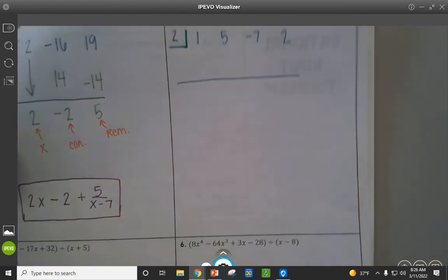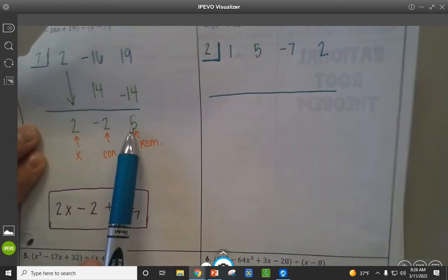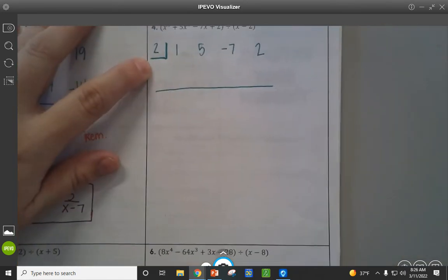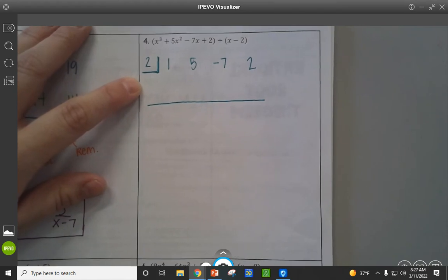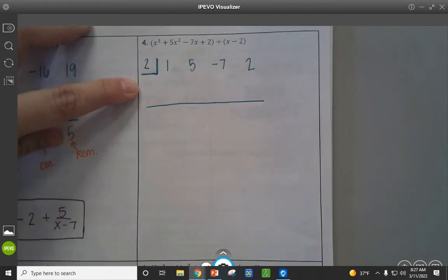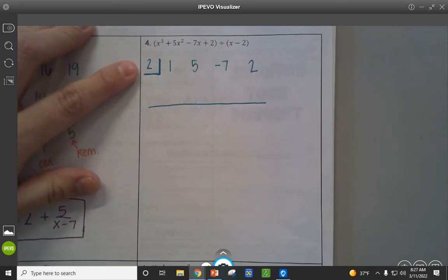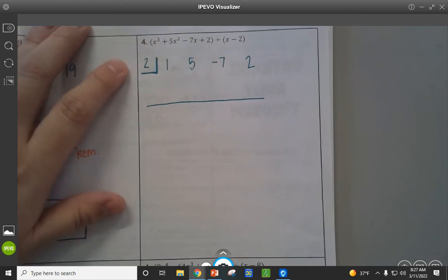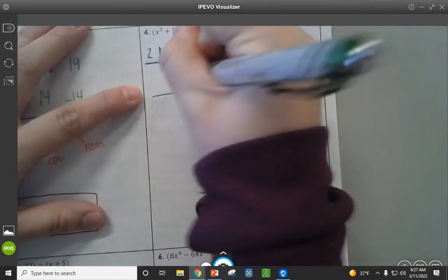Back on number 3, was 7 an x-intercept? No, because my remainder was not 0. So number 4, I'm dividing. The problem is dividing, and so my answer is what I get after doing division. But you're also testing to see if we have an x-intercept. So we're going to test on this one to see if 2 is an x-intercept. So first thing I do is bring down the 1.